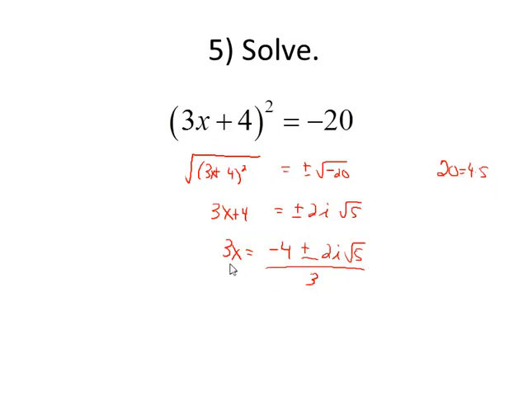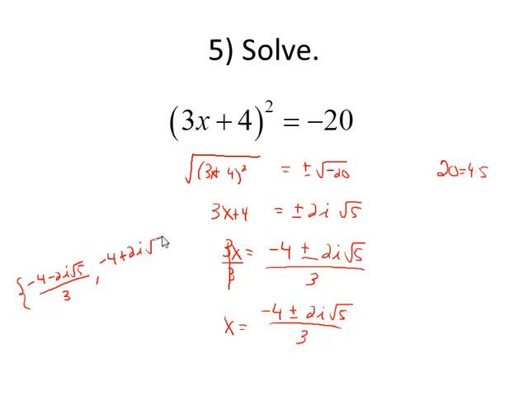I'm going to divide both sides by 3 to isolate x. And when I write out these two solutions, again, I'll do one with the subtraction. Negative 4 minus 2i radical 5 over 3, and negative 4 plus 2i radical 5 over 3.